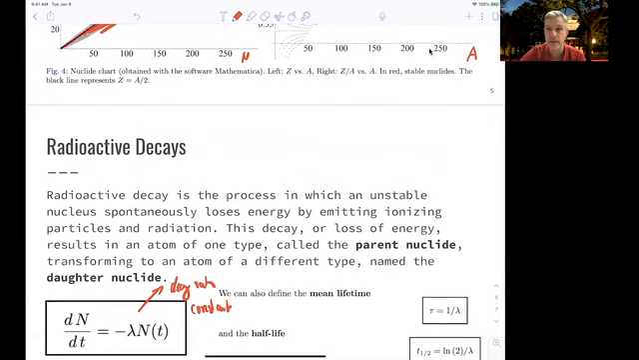So this is it for the introduction, and in the next lecture we'll start looking at the energy which is used to bind the nuclei, the protons and neutrons together, and how we can understand this from an empirical model.